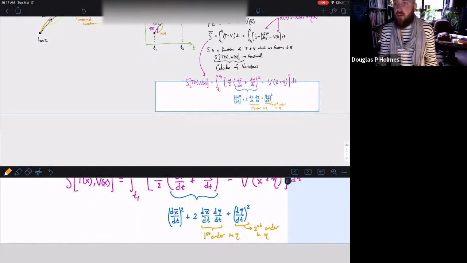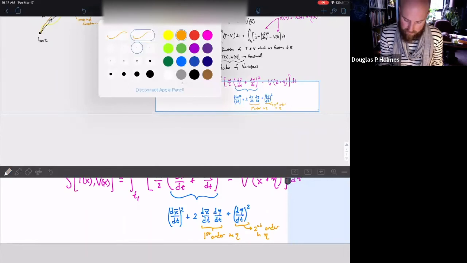I haven't done anything crazy. I just said we're going to take an imaginary path, which we can write as the original path, the true path. Even if we don't know the true path, I can take any imaginary path and say the imaginary path is going to be the true path plus some small perturbation, eta. And then I just substitute that into my action here. So we've dealt with the first term in the action. Now we have to deal with the second term in the action.